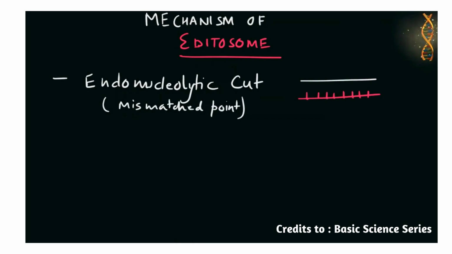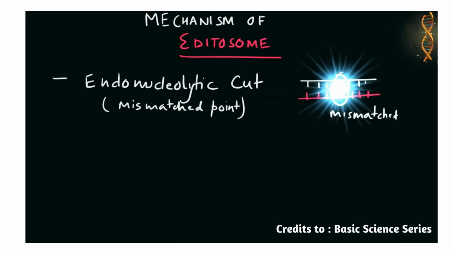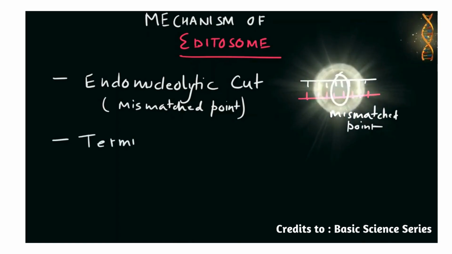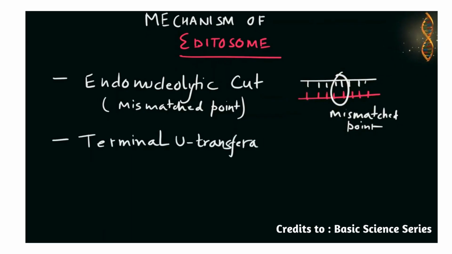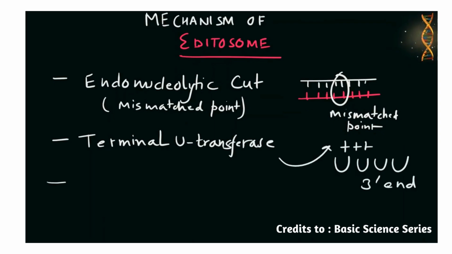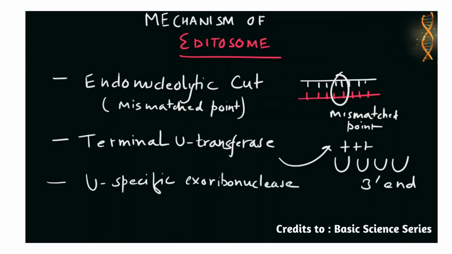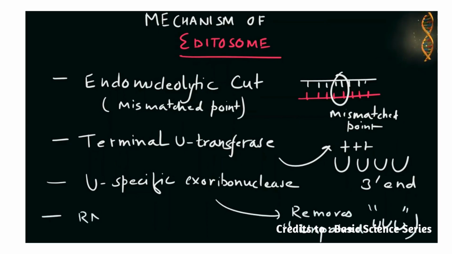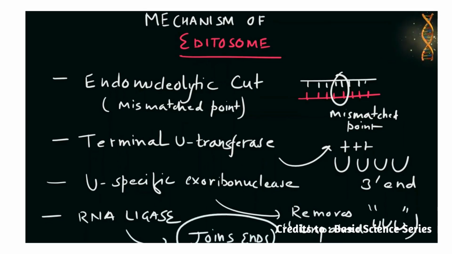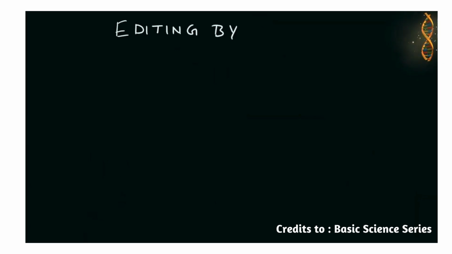The next step is catalyzed by one of the enzymes in the complex, a terminal uridine transferase, which adds uridines from UTP at the 3' end of the mRNA molecule. Ends are held in place by other proteins in the complex. Another enzyme, a uridine-specific exoribonuclease, removes the unpaired uridines. After editing has made the mRNA complementary to the guide RNA, an RNA ligase rejoins the ends of the edited mRNA molecule.